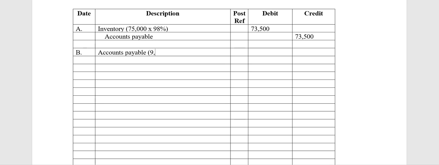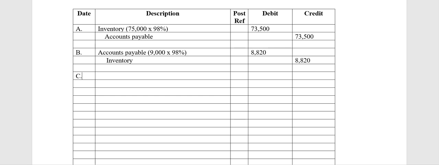The inventory that we were returning was technically worth $9,000. However, back in transaction A, we recorded it at its net value, so less that discount. Again, we're going to multiply it by 98%. So we're going to reduce our accounts payable by $8,820. And what we are in fact giving back is some of our assets, so we are going to credit our inventory for that same $8,820.